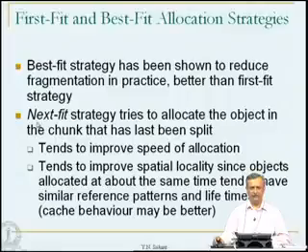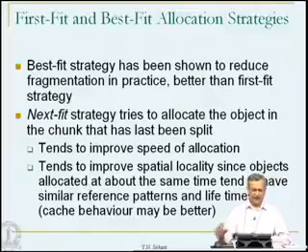A slightly less known strategy is the next fit strategy. The next fit strategy tries to allocate the object in the chunk that has last been split. In other words, suppose there is a free chunk x which was very large. The allocator chopped off one part of it and returned it to the program. The next allocation is also made from the same chunk. The remaining part that stays in the heap is used for allocating the next request as well.